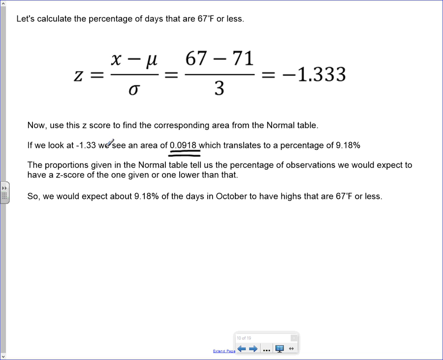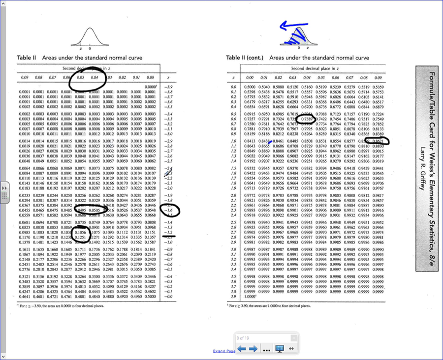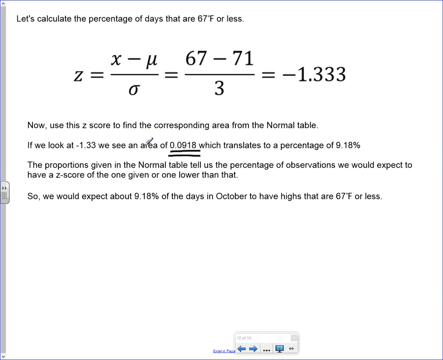So let's look that up in our chart. Negative 1.33 here is 0.0918. That's what we got there. That will be a percentage of 9.18%, right? So we would expect about 9.18% of days in October to have highs that are 67 degrees or less.